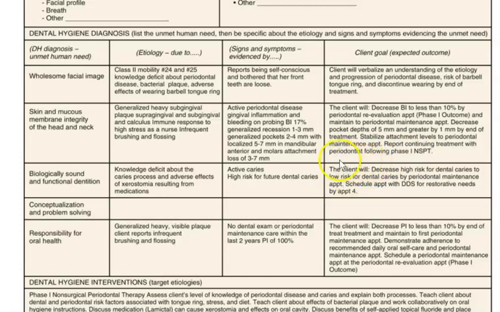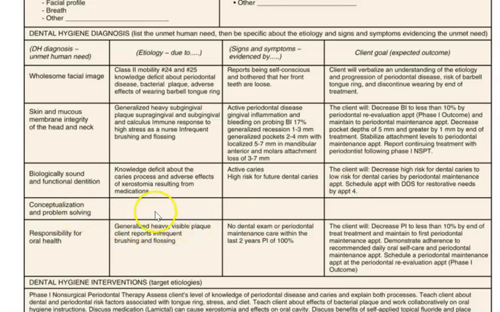Another goal is the client, so that's the subject, will schedule, so that's the verb, an appointment with the dentist for restorative needs, so to get all their cavities fixed. By when? By appointment 4. So by the 4th time we see them, appointment 4, we hope that the client would have got their caries restored.